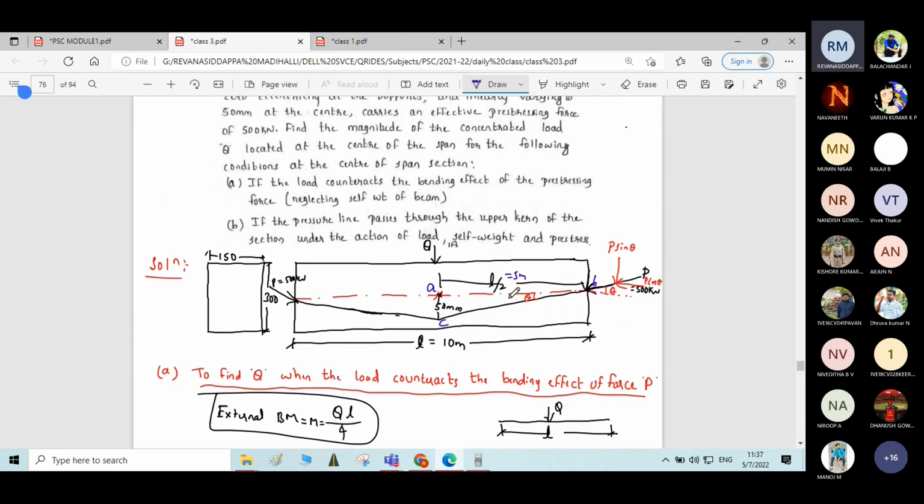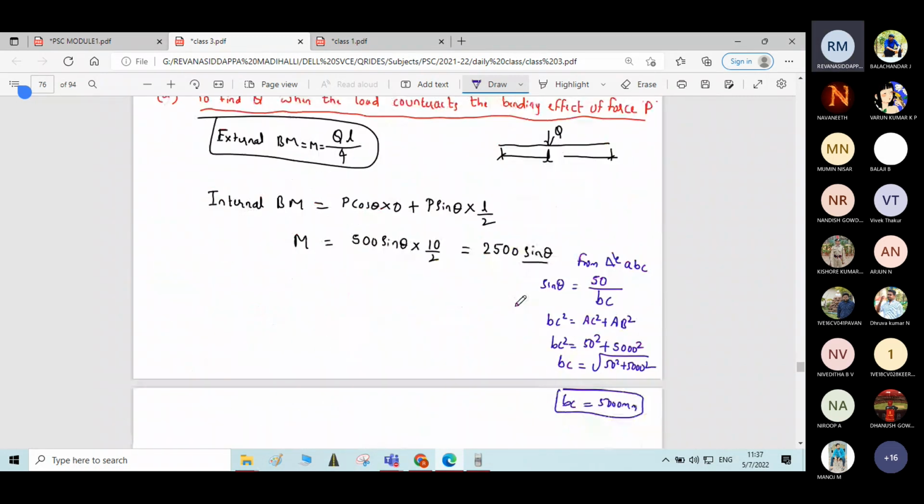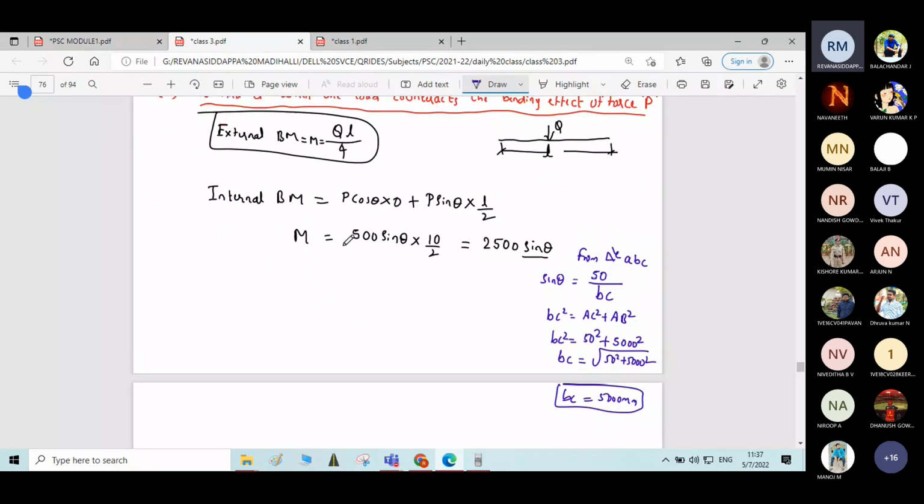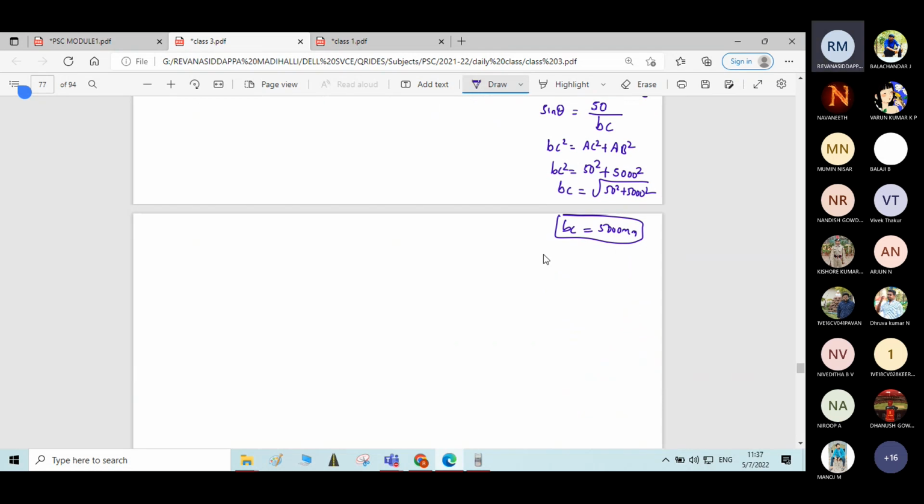Because here you can see that there is a depression of the cable of only 50 mm over a length of 5,000 mm. Therefore, almost this AB length will be equal to BC length only. So BC becomes equal to 5,000 only. Therefore, sin theta is equal to 50 by BC, 50 by 5,000.